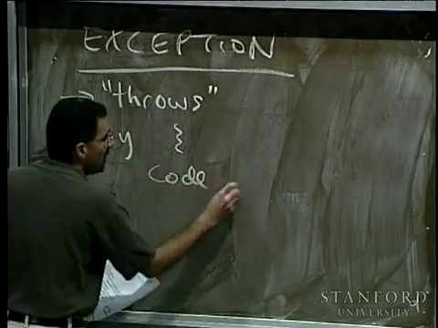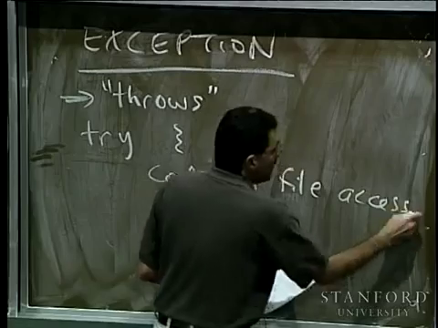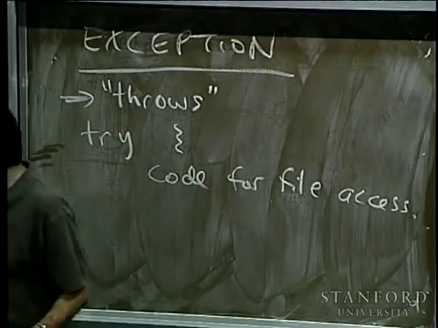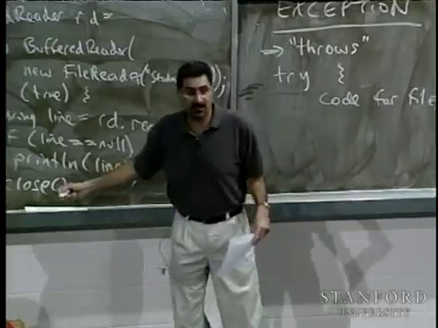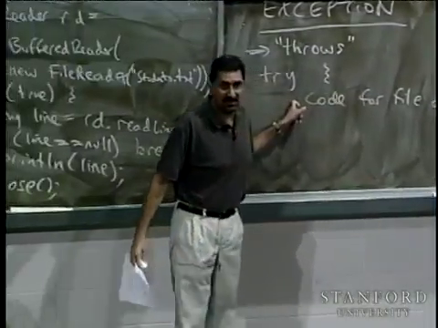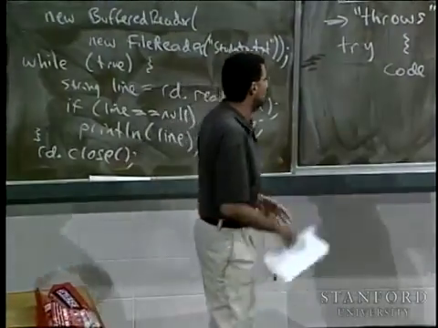Inside here, you have your code for file access. That's whatever you're doing with the file: trying to create a new buffered reader with the file, reading in lines one by one, or closing a file. Anytime you're trying to do something that involves file access, you need to put it inside this thing called a try that says, hey, I'm going to try this out. It may throw an exception.